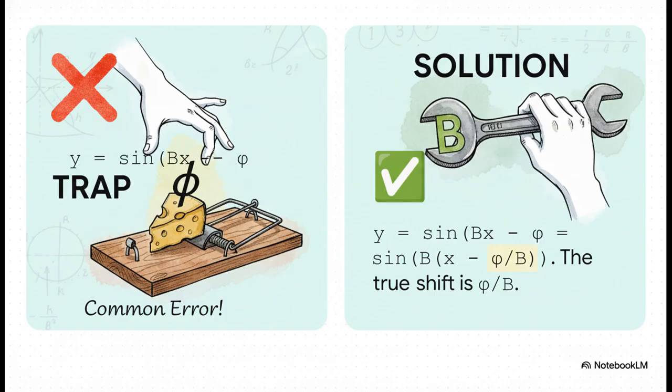You absolutely must factor that b value out first. When you pull it out, the equation becomes sine of b times x minus phi over b, and that right there reveals the real phase shift is actually phi divided by b.